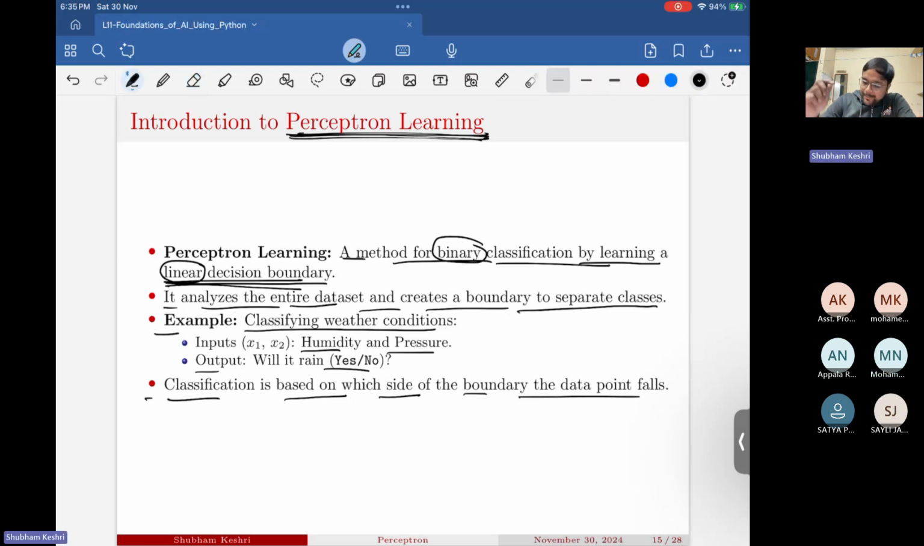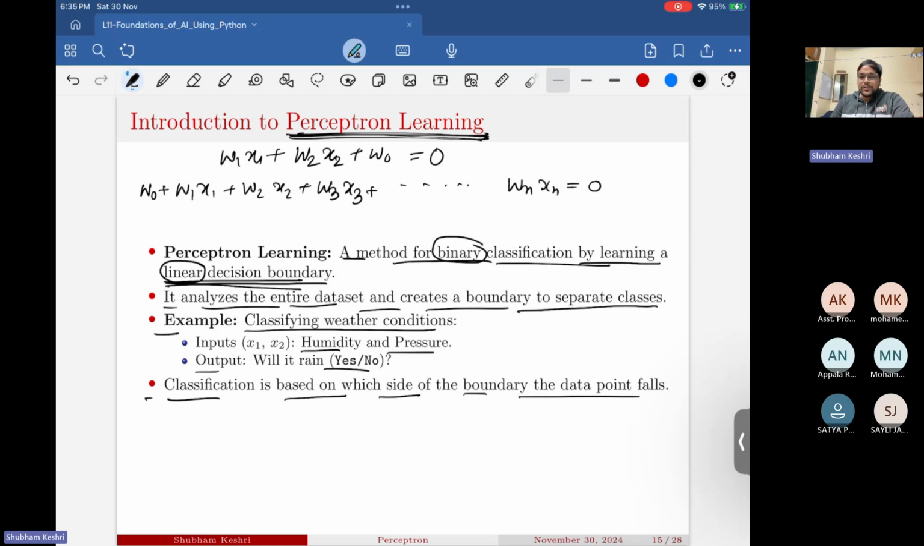So a line in 2D is written as w1 x1 plus w2 x2 plus w0 is equal to 0, right? This is how the line is written in 2D. Now for n dimensions, you can have n number of variables. So w1 x1 plus w2 x2, and I'll write w0 over here, plus w3 x3 plus dot dot dot wn xn is equal to 0. So this is a hyperplane in n dimensions. This is how the equation of a hyperplane is written.